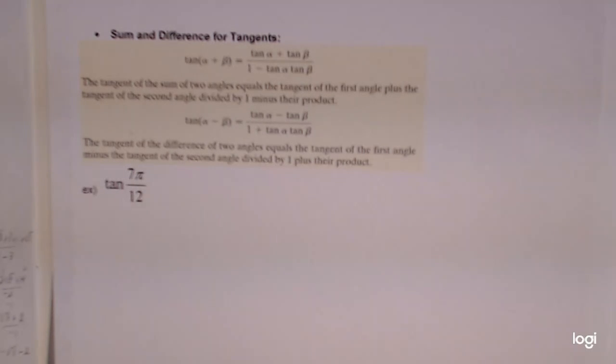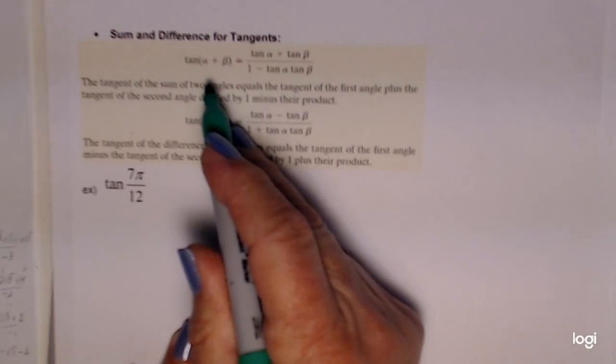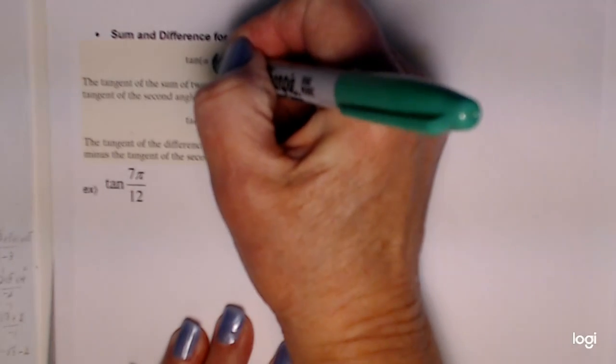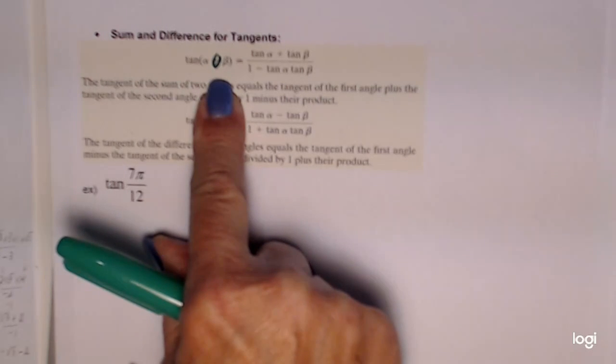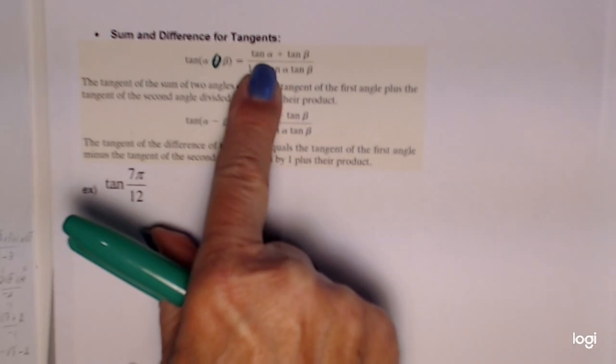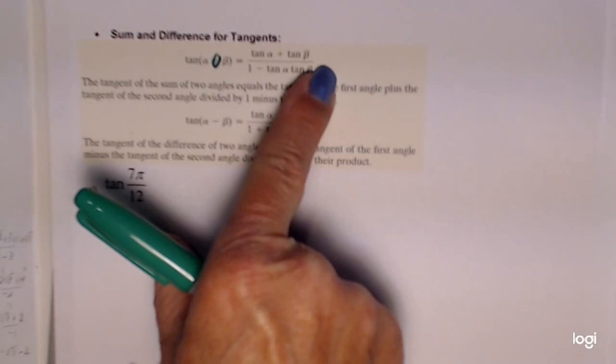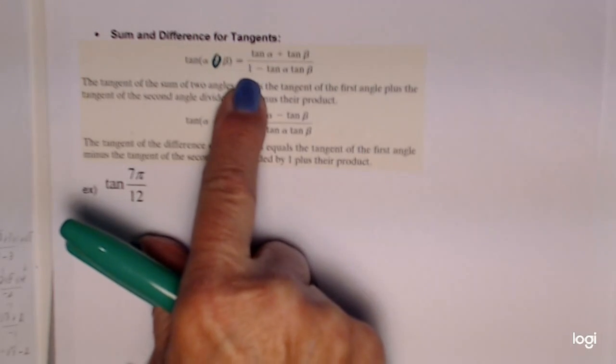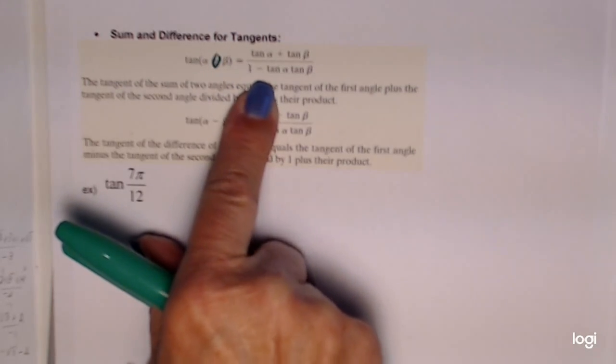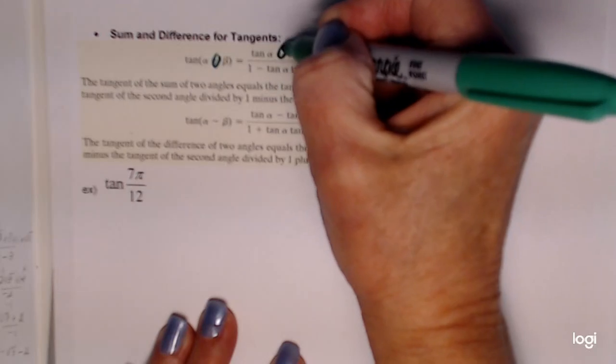The last examples that we're going to look at for this section on the sum and difference of trig function angles is tangent. So the tangent formulas look quite a bit different than the formulas that we looked at for sine and cosine. Taking a look at the first one, the tangent of two angles being added together, good old alpha and beta, is equal to the tangent of alpha plus the tangent of beta in the numerator. And in the denominator, it's 1 minus the tangent of alpha times the tangent of beta.